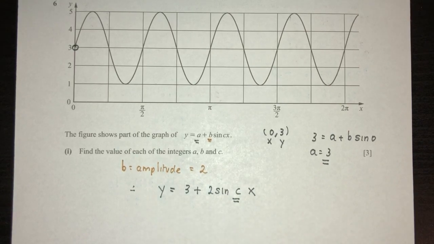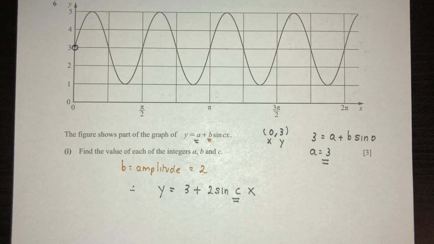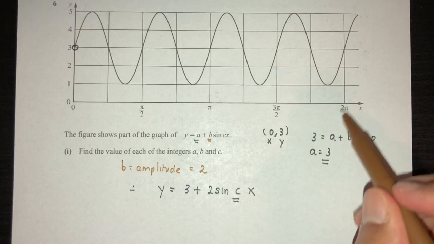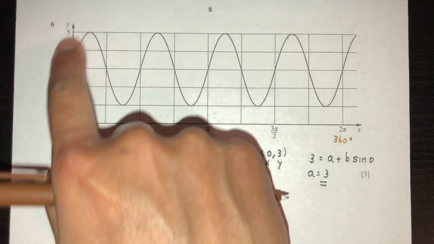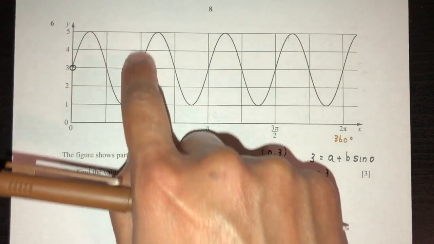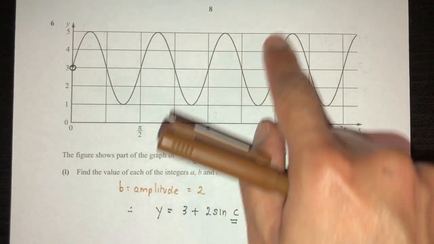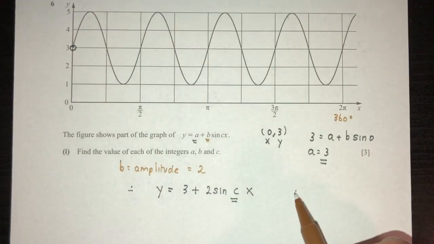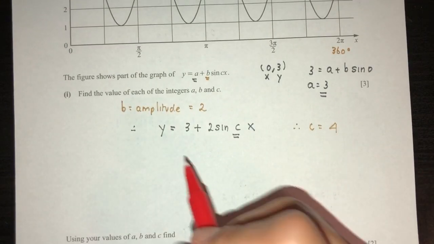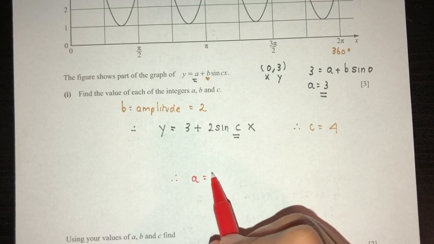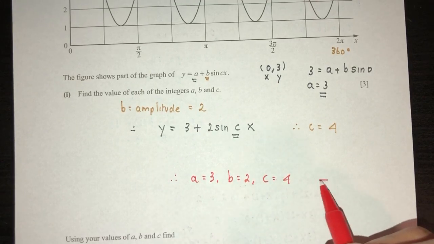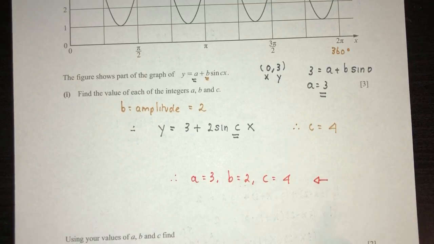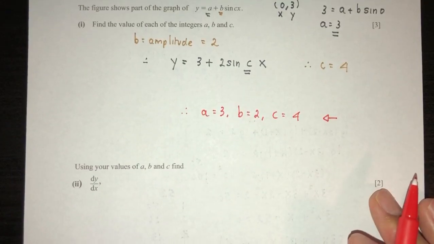Now c is the number of cycles in 360 degrees or 2 pi, so we can count. So this is 1 cycle, 2 cycles, 3 cycles, and 4 cycles. So it means that c has to be 4. So here you go. Your conclusion will be a is 3, b is 2, and c is equal to 4. And that is your answer for part 1. Now let's move on to part 2.